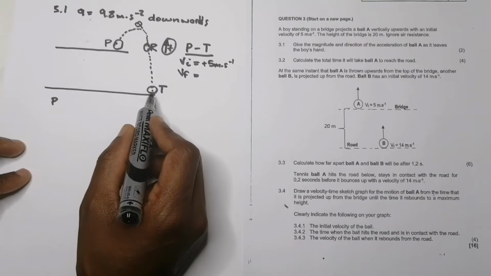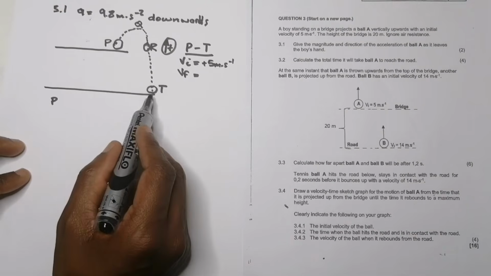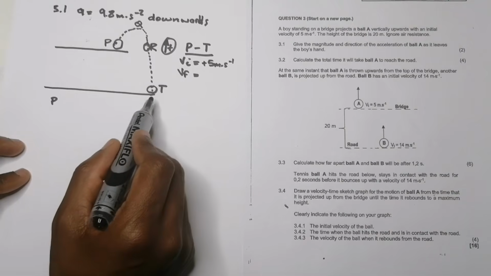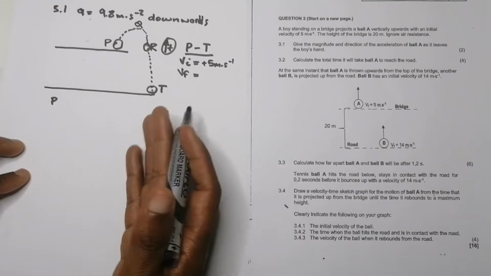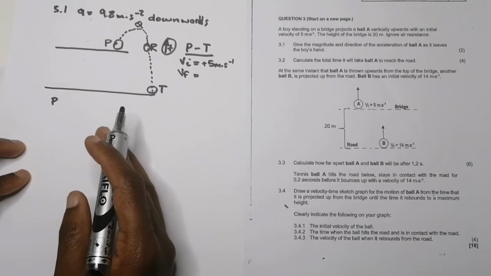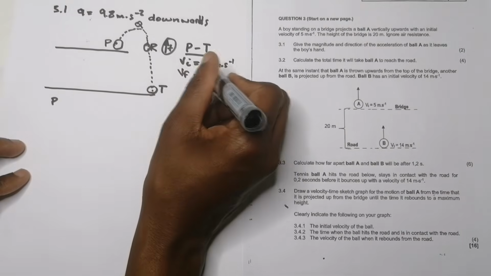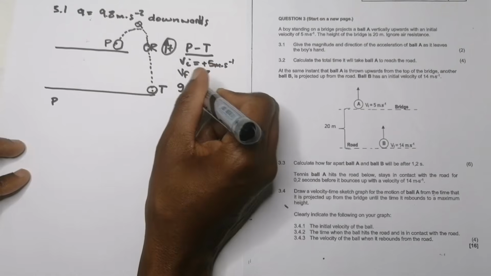Because once it touches the ground, it is no longer under projectile motion, right? Why is that? Because now the ground also exerts a force. And remember, when we talk about vertical projectile motion, we're talking about only gravity being the only force that influences the motion, right? So we don't know what the final velocity is just before it touches the ground there.